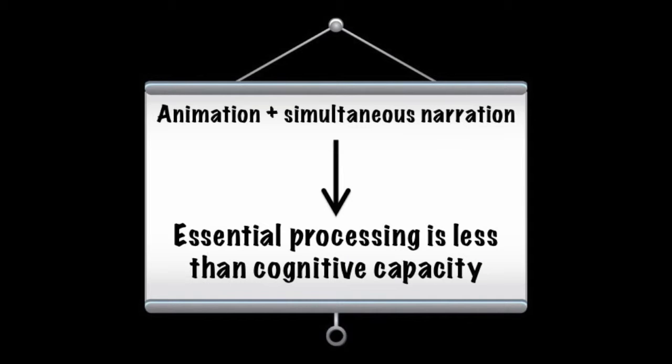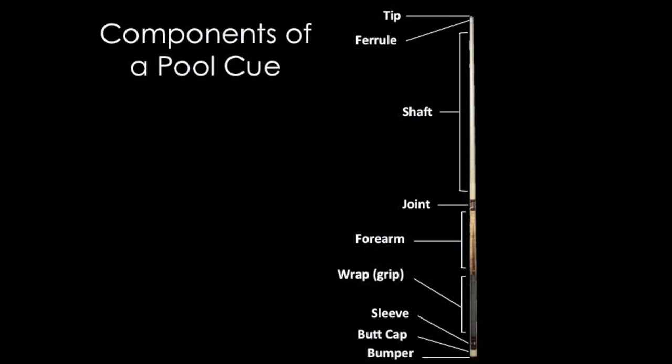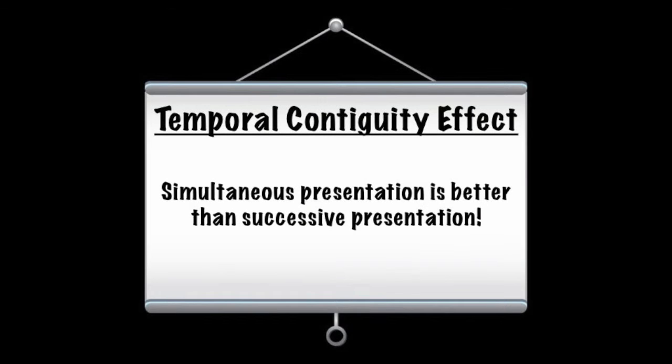Here's an example of good multimedia design implementing the temporal contiguity effect. Here, you would present the visual animation and corresponding auditory narration at the same time. In this example, the multimedia explanation is more effective when the animation and narration are presented simultaneously.